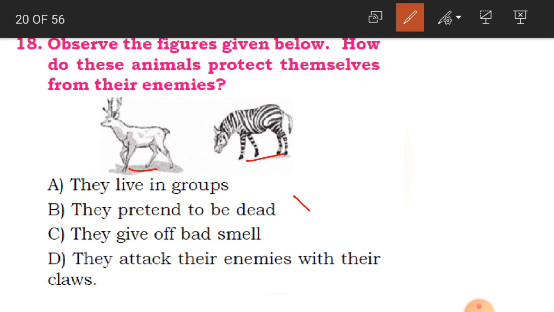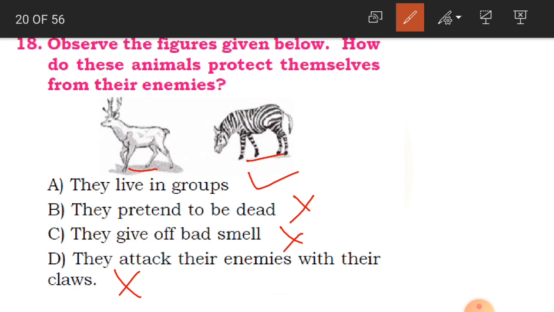No. They give off bad smell. This is also a wrong one. Okay. And they attack their enemies with their claws. No, this is also wrong one. So A option is the correct one. That is, they live in groups.